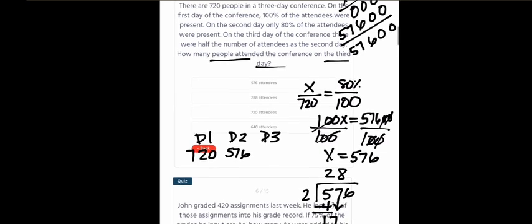Let me give myself a little space here. 2 times 8 is 16. 17 minus 16 is 1. Bring down the other one. 2 goes into 16 8 times. 2 times 8 is 16. We're done. There's nothing left over. There's nothing to bring down. So day 3 had 288 attendees.